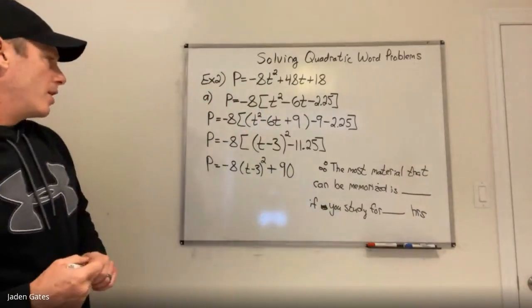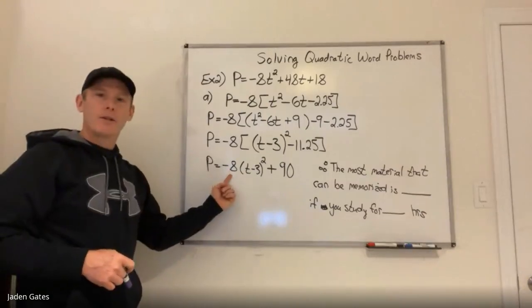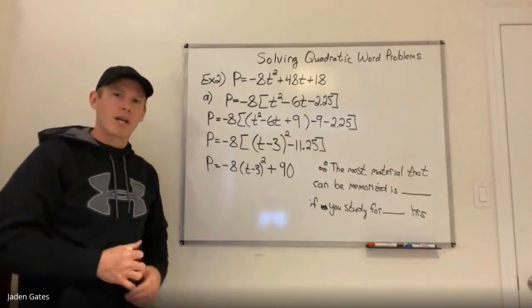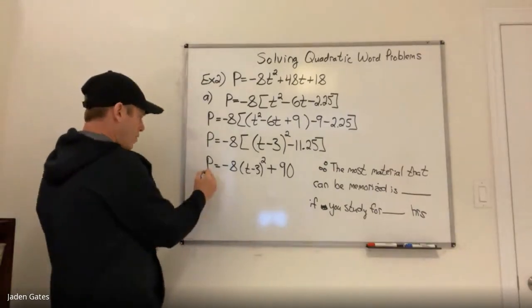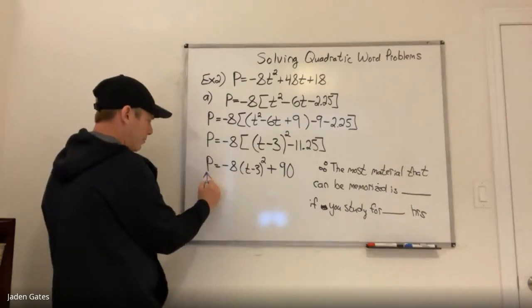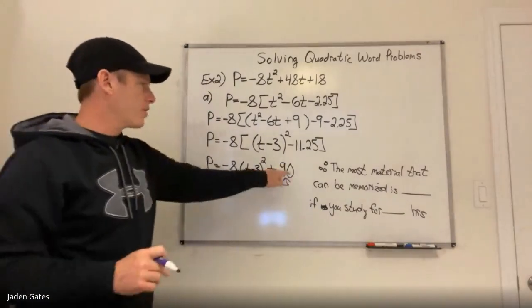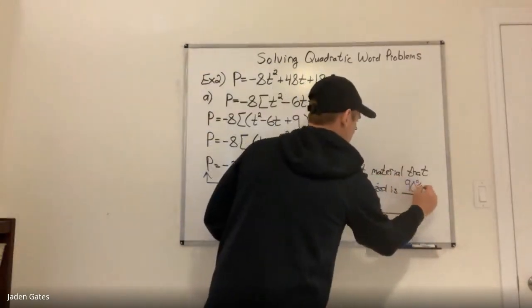And so the most, is it the most? Yeah, it is. Look at the A value. It's negative again, so our parabola is opening down, which means the vertex is at the top. What's the most that can be memorized? Again, P this time is not profit, it's percentage. It's on the outside, and there's our positive 90. So the most that you can memorize is 90%.